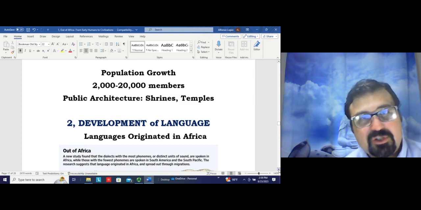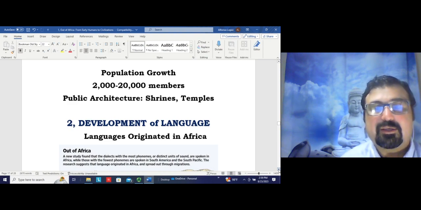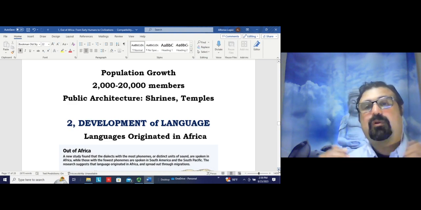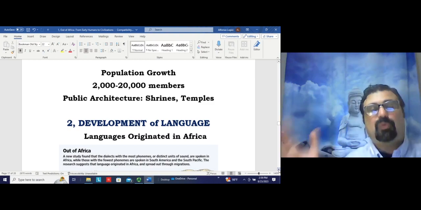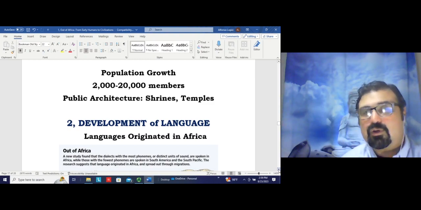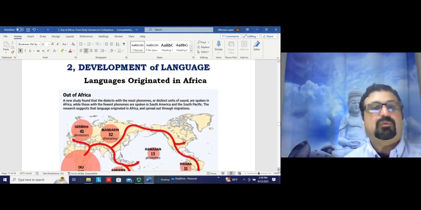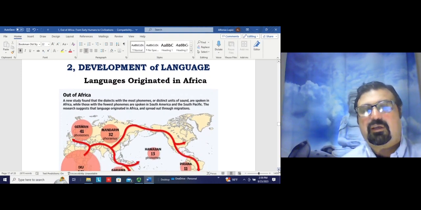Along with this comes public architecture. They have to worship their gods. Every community has a god, and he has to be worshipped. So you need a shrine. You need a small temple where people can go and visit and actually pray to the god of the people, the god of the village. He is the overseer, the protector of the people. So he has to be paid homage in public ceremonies, if you will. So there is a change taking place.